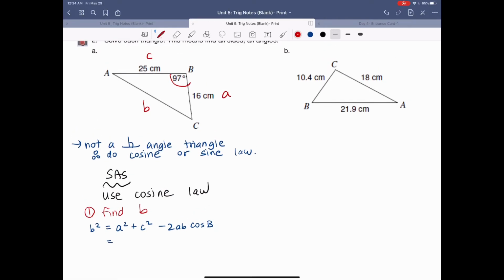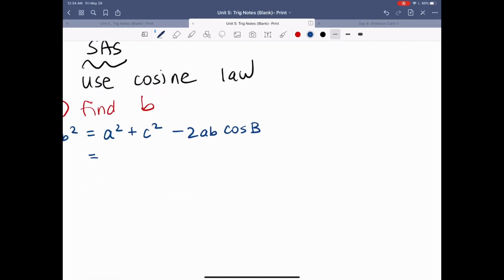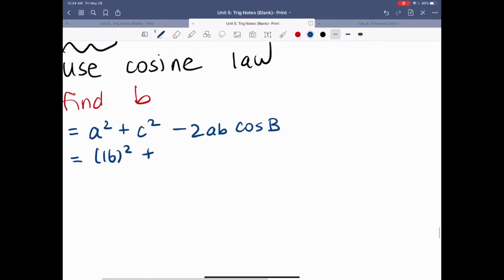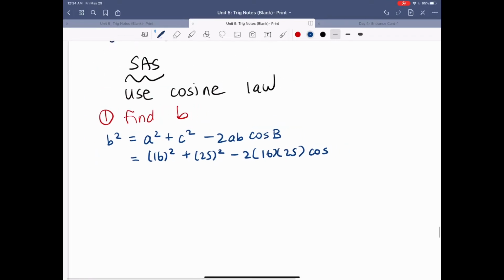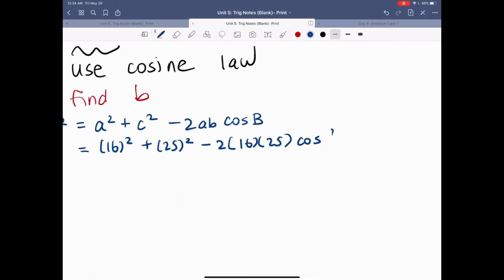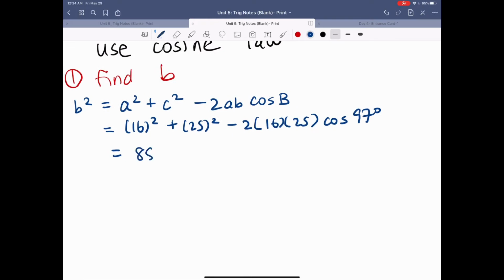My line segment A is 16 centimeters, so 16 squared. My C is 25, so 25 squared minus 2 times 16 times 25, cos of the angle, which is 97 degrees. As my next step, I end up getting 881 or so for this part.